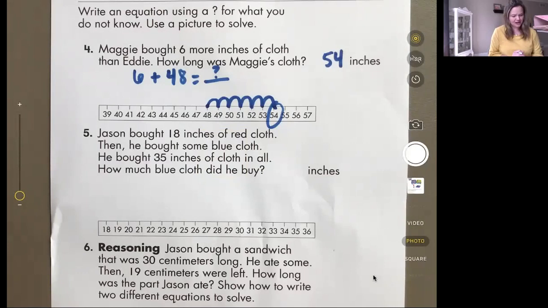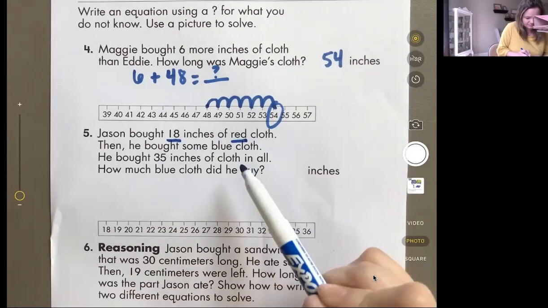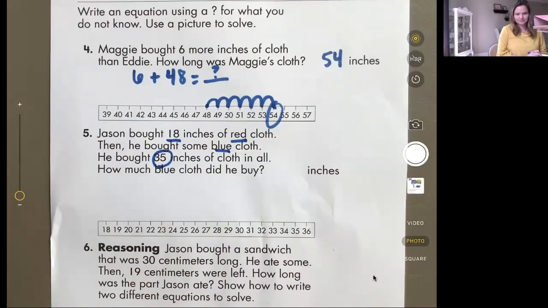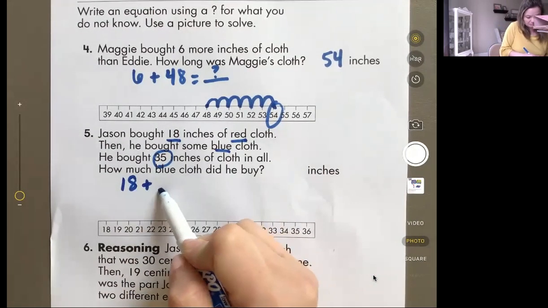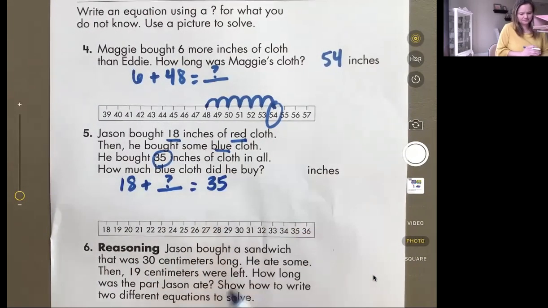Okay, let's look at number 5. Jason bought 18 inches of red cloth. Then he bought some blue cloth. He bought 35 inches of cloth in all. How much blue cloth did he buy? So let's go back and look at what we know. We see 18 of red. We don't know how much blue, but we know there's a total of 35. So for our equation, 18 plus what we don't know is going to give us 35.